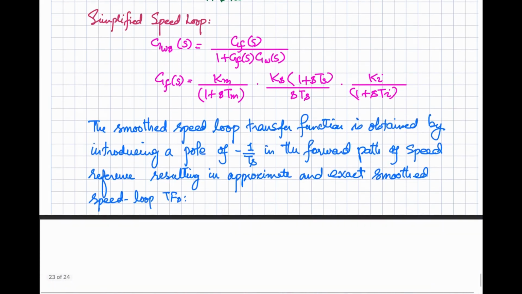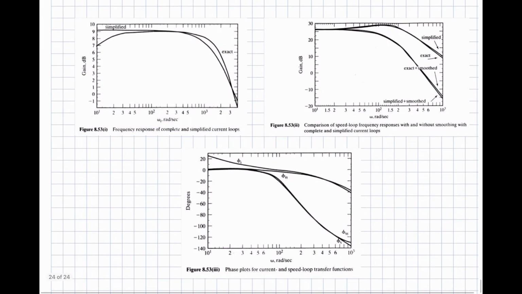And finally, I am going to show you these responses which we have obtained, the frequency response of the complete and the simplified current loop. If you use the exact analysis, you will get this one as the response of your system. And if you use the simplified one, you are going to get this one. So they are very close to each other. So we can now confidently say that the approximation we have made to simplify our current control loop with the first order transfer function is a valid one.